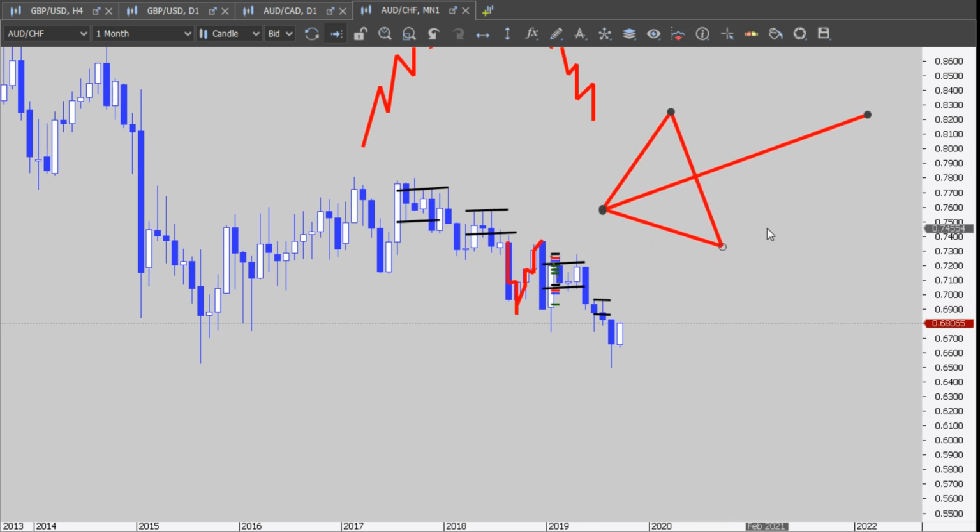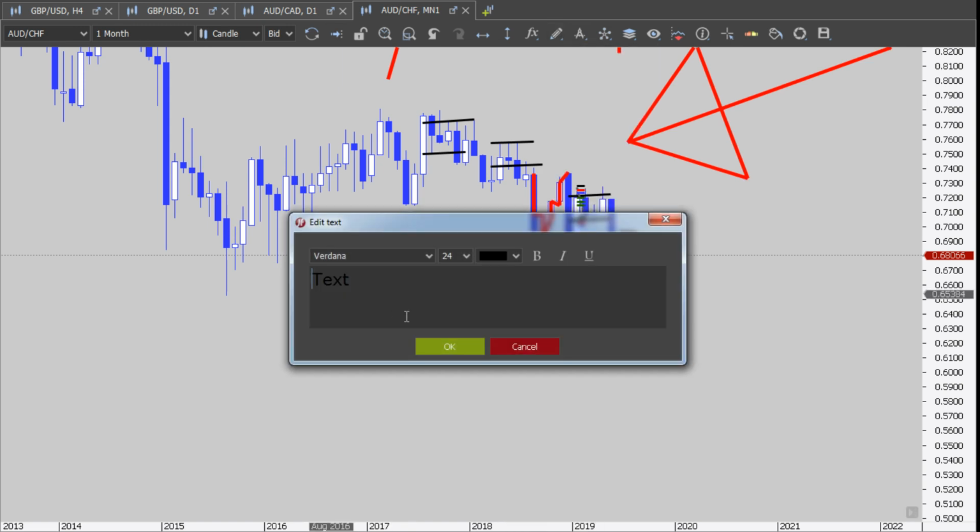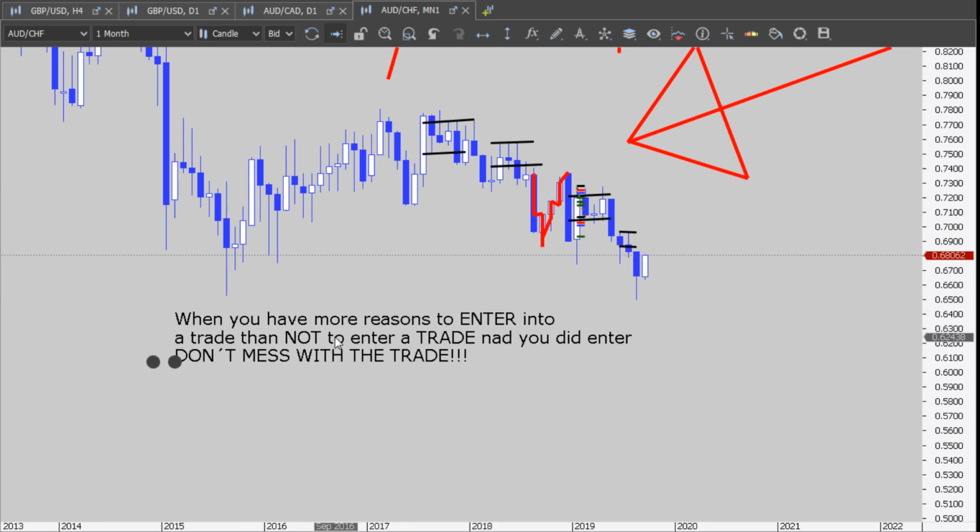I have one rule, everyone. Let's write this down. When you have more reasons to enter into a trade than not to enter into a trade, and you did enter, don't mess with the trade. Okay, when you have more reasons to enter into a trade than not to enter into a trade, and you did enter, don't mess with the trade.